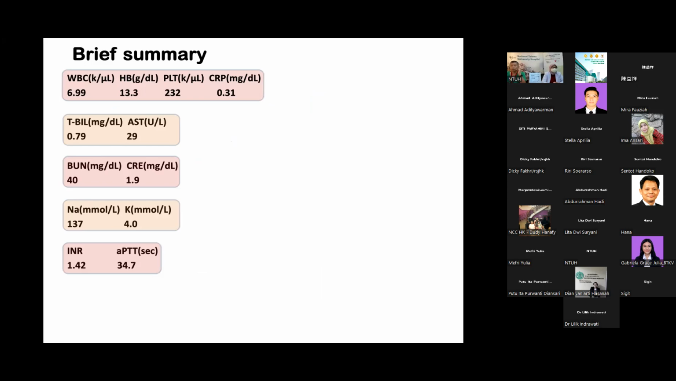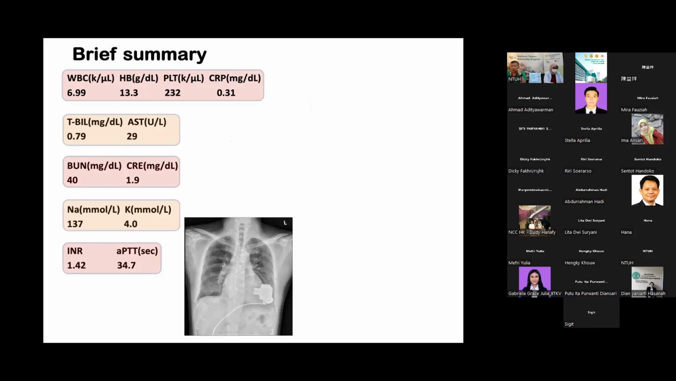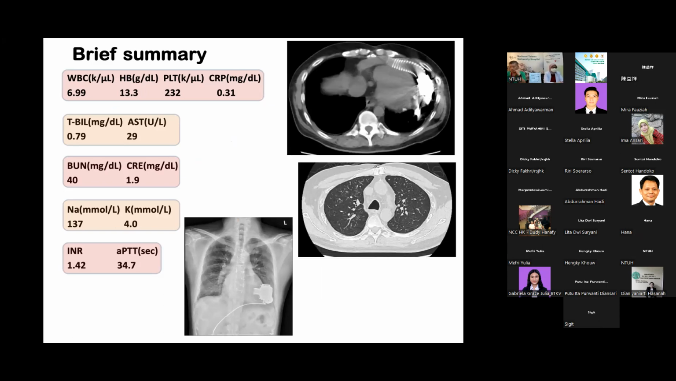This is the pre-operation, pre-heart transplantation status. He has a good hemoglobin, and the CRP is low, and the bilirubin also decreased, except the creatinine level is still a little high. So this is the echo we have now, and this is the pre-heart transplantation CT for the patient.